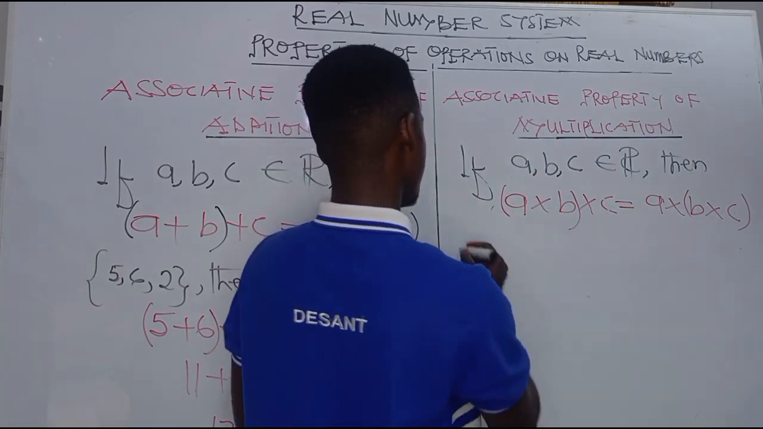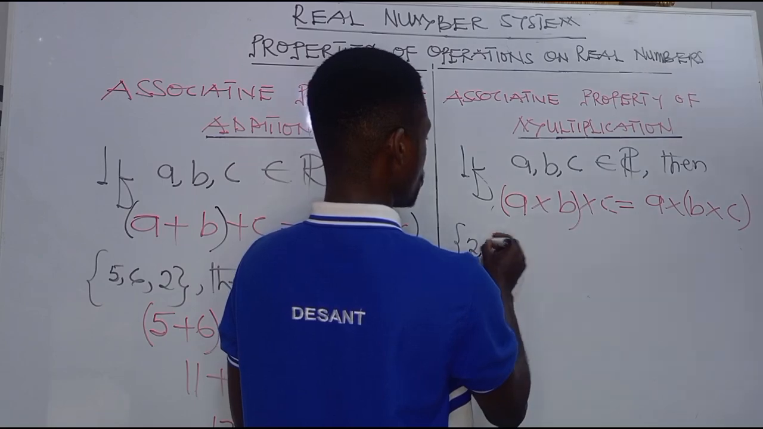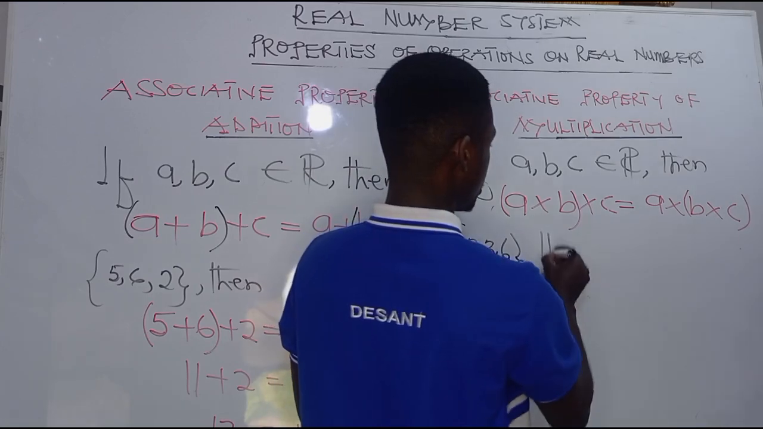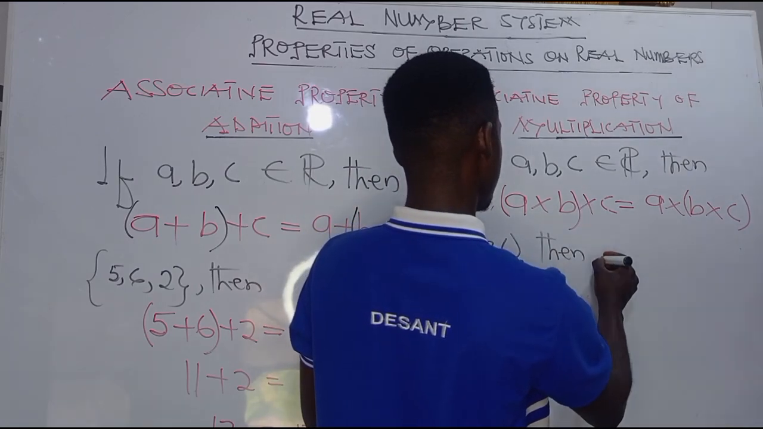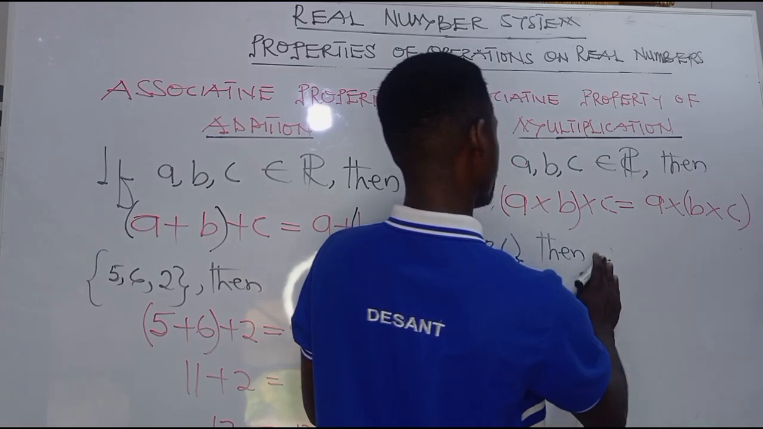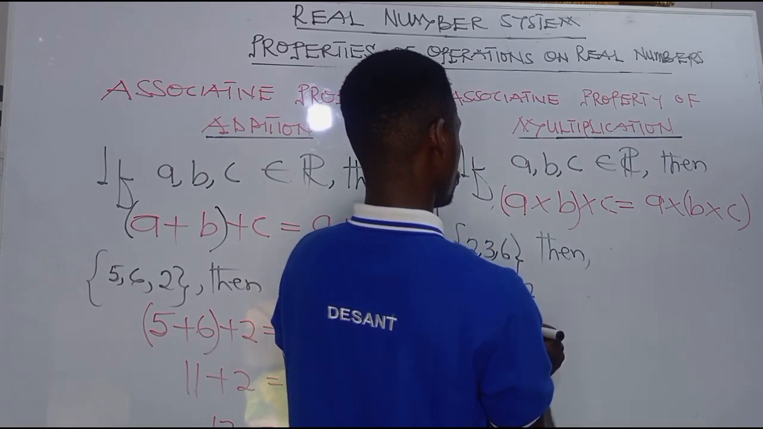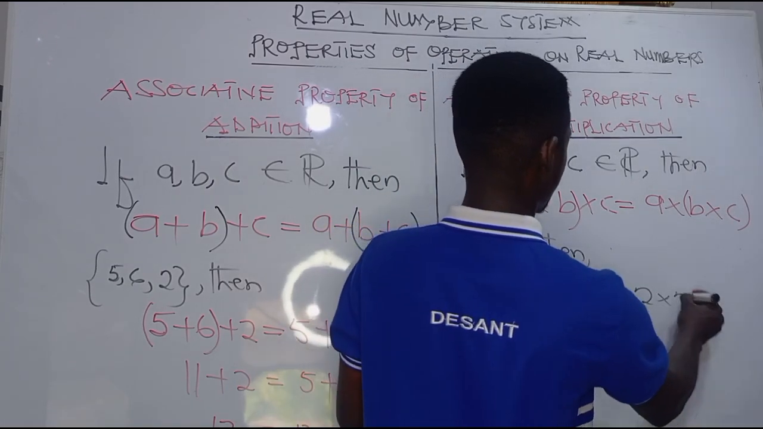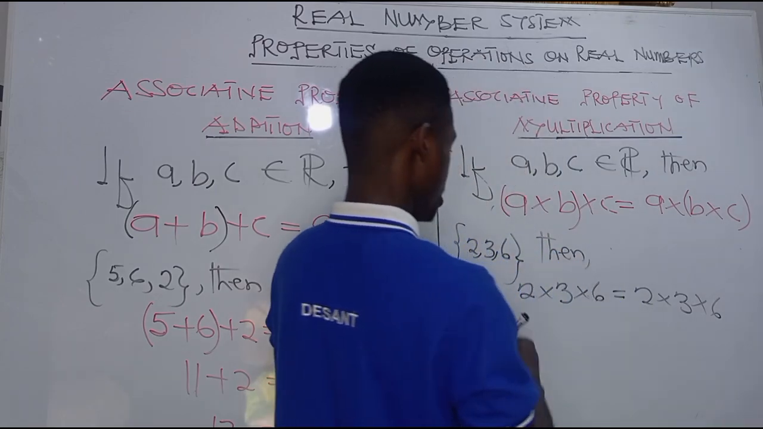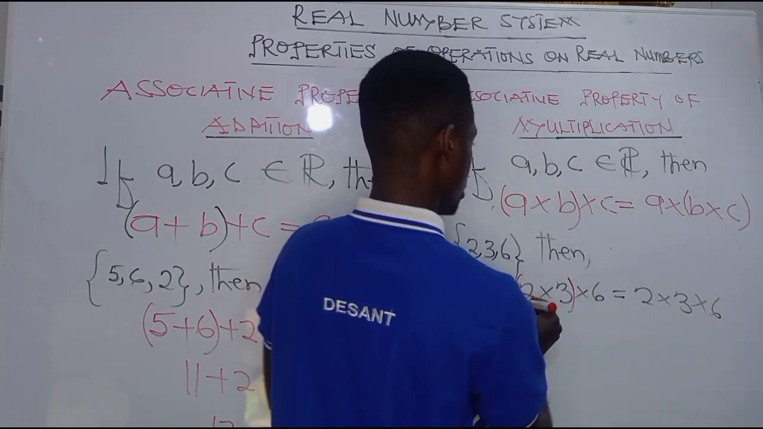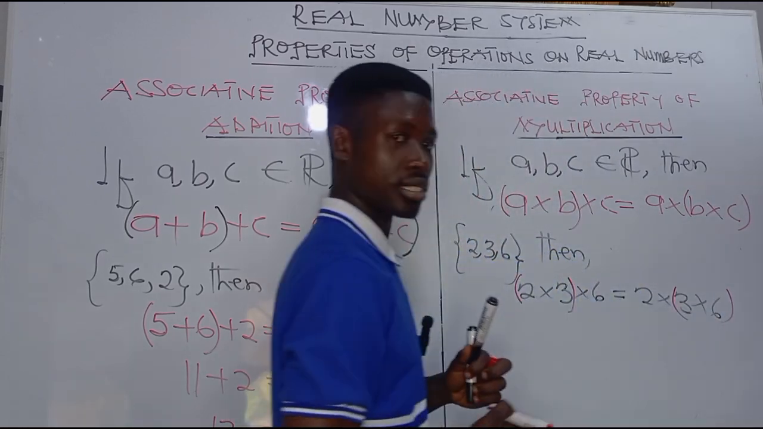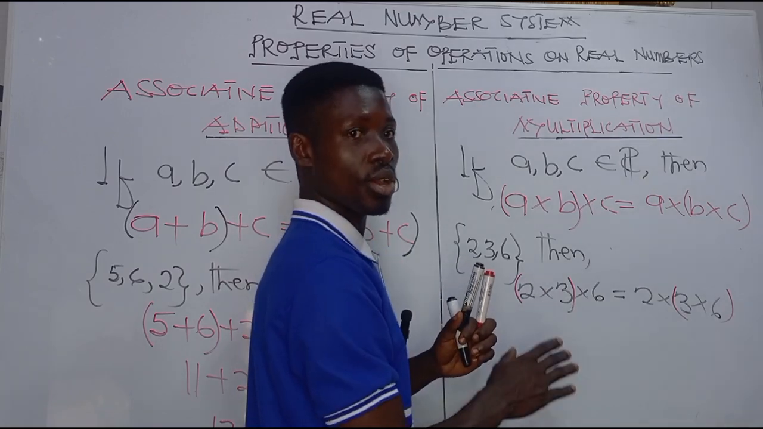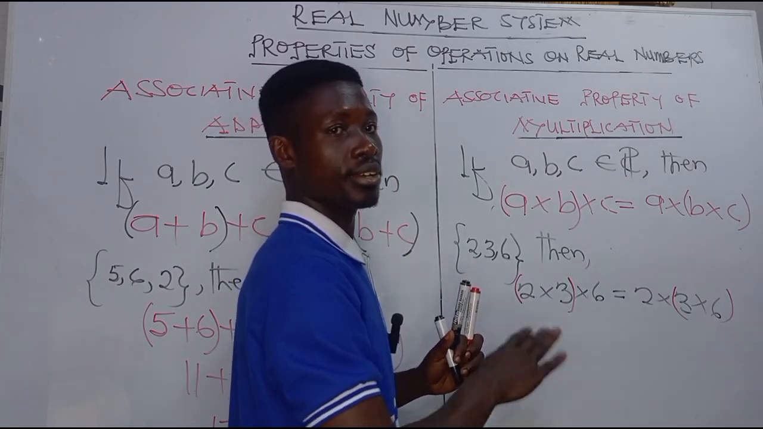An example is, let's say we have 2, 3, and 6. They all come from the real number system. Then we can say that (2 times 3) times 6 is the same as 2 times (3 times 6), grouping the first two numbers and then the last two numbers. We always perform the calculation within the bracket first. We always multiply those within the bracket first.